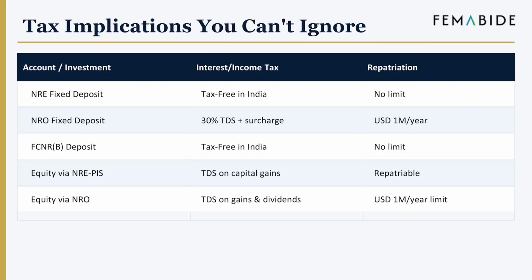Equity via NRE PIS: TDS applicable on capital gains, fully repatriable. Equity via NRO: TDS on both gains and dividends. Repatriation subject to $1 million annual limit.